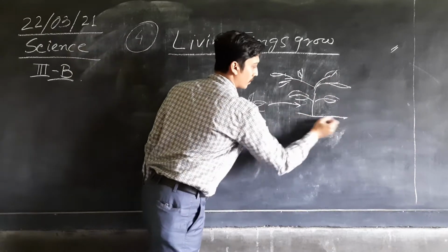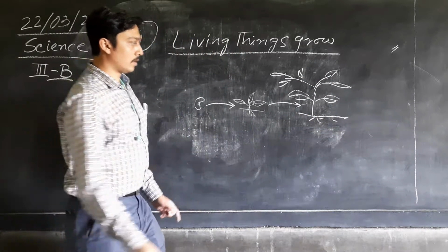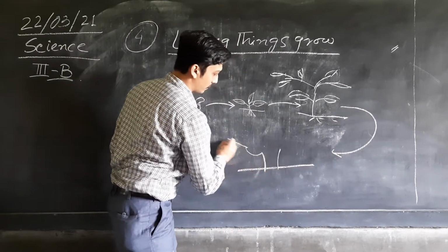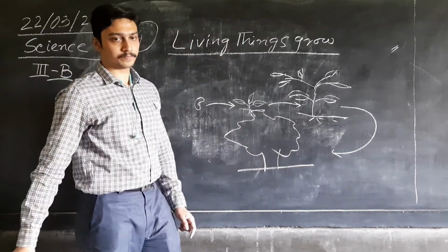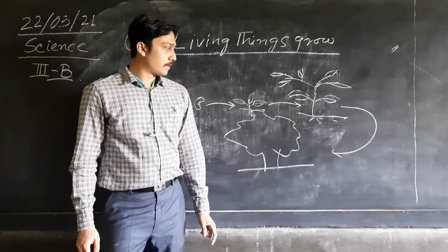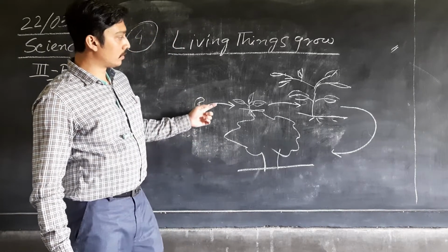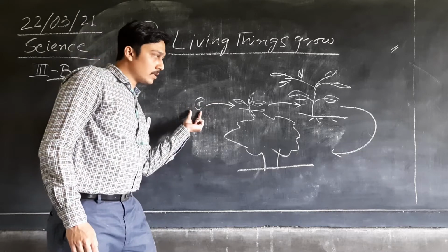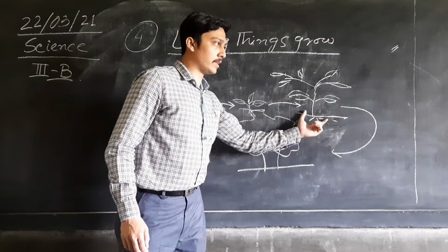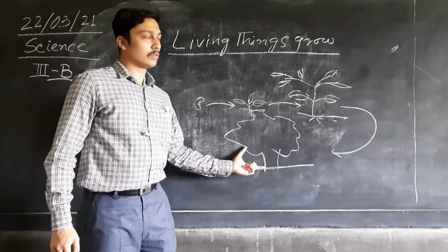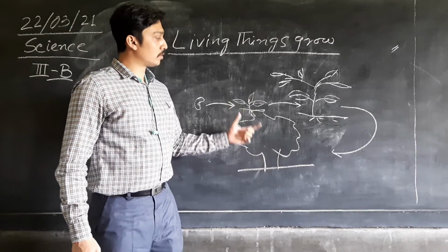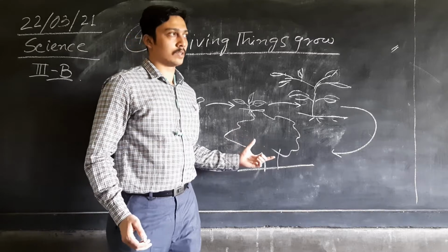Okay. Now it grows into a big tree after some years. Okay. So from the seed it grows into the sapling, then plants, then it grows into the big tree. So the plants show growth. Yes. Okay.